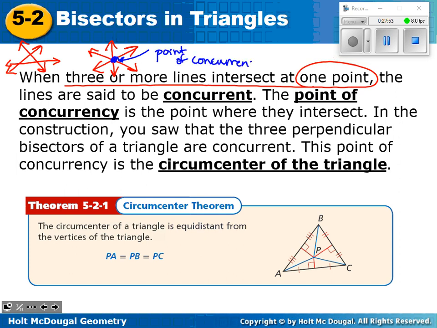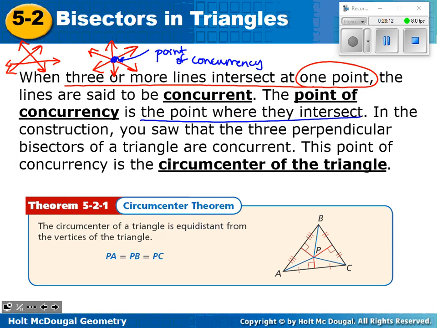It's the point where the lines meet. So the point where they intersect. And we're going to learn 4 different points of concurrency that are created by drawing in 4 different kinds of objects. 2 of them today are when you draw in the perpendicular bisectors and when you draw in the angle bisectors. 2 on Monday will be 2 different ones.